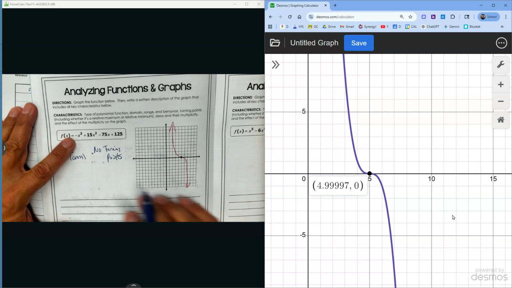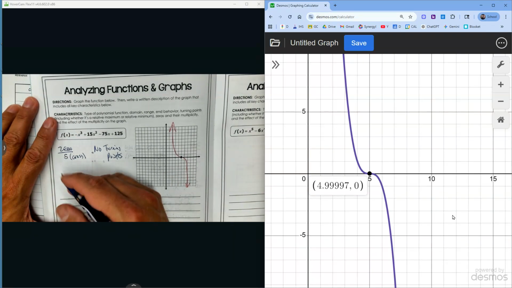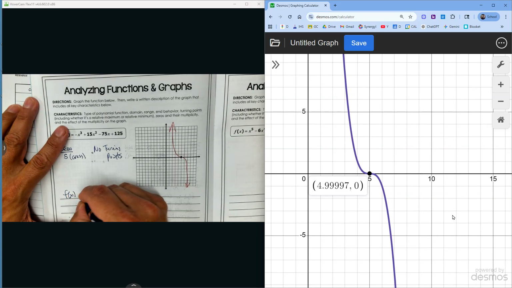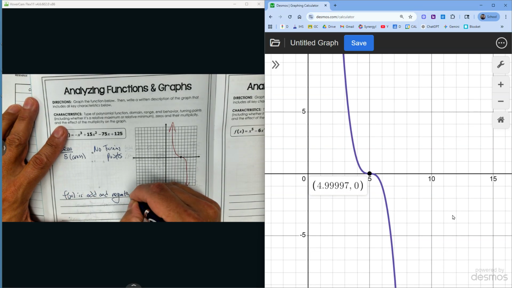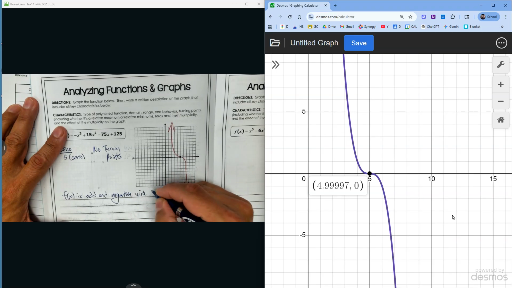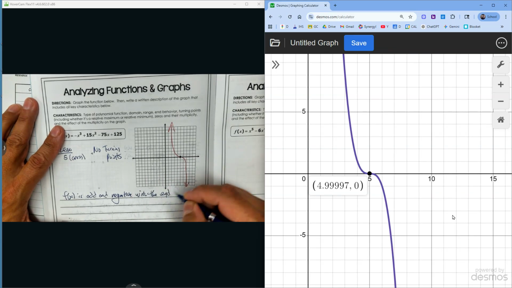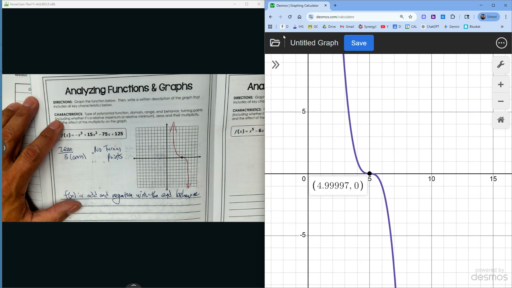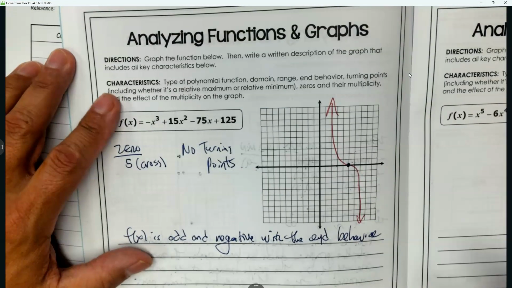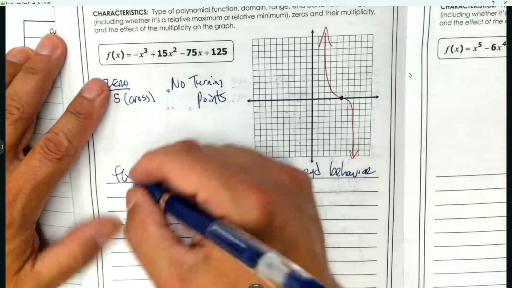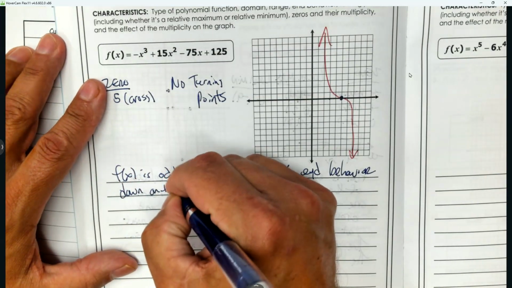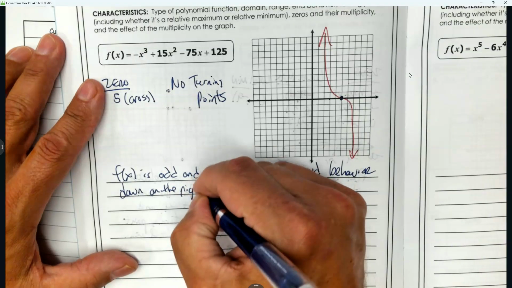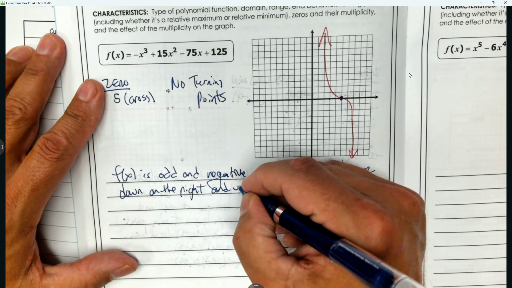So what do I know about the end behavior? I know it's odd and negative. So f of x is odd and negative with the end behavior down on the right and up to the left.